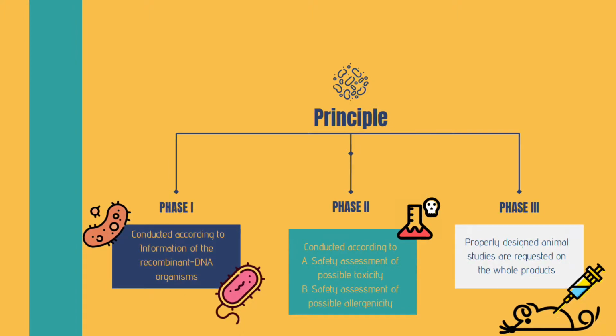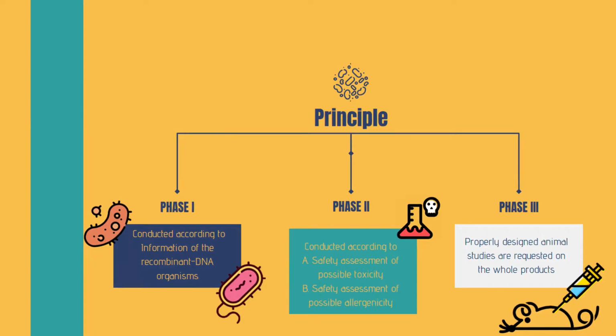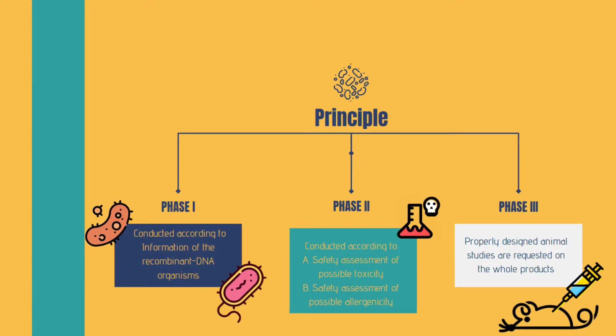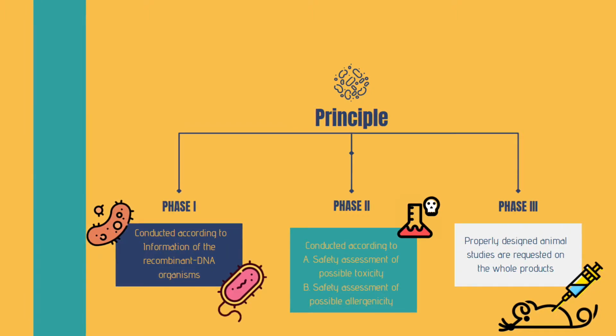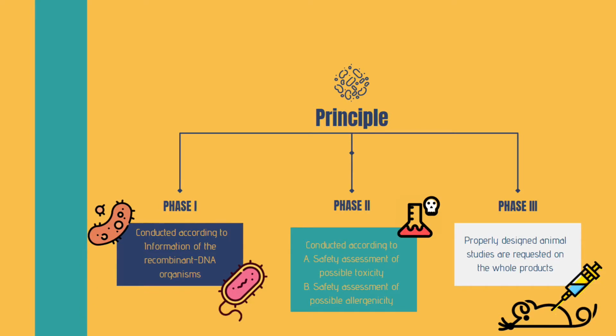When the results of the phase 1 assessment indicate the presence of possible toxins or allergens in the GMO product derived from the recombinant DNA organisms, it is necessary to carry out a phase 2 assessment. Phase 2 assessment is conducted according to the following information. The first one is the safety assessment of possible toxicity, and the second one is the safety assessment of possible allergenicity. When phase 1 and phase 2 assessments of GMO products derived from recombinant gene organisms indicate that the available data are insufficient for thorough safety assessment, properly designed animal studies are requested on the whole products.